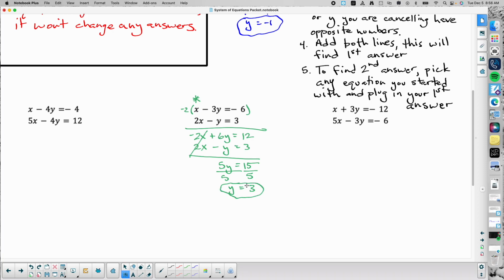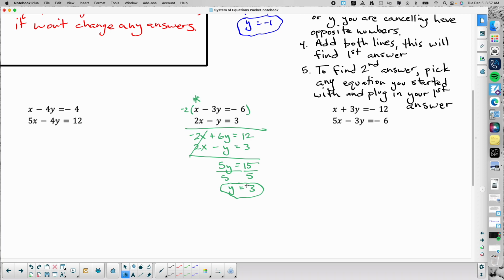So we found the first answer that way. Anakin, which table do you want to choose? 12. 12? How do we go about finding the second answer? You plug the 3 into the x minus 3 times 3 equals 6.